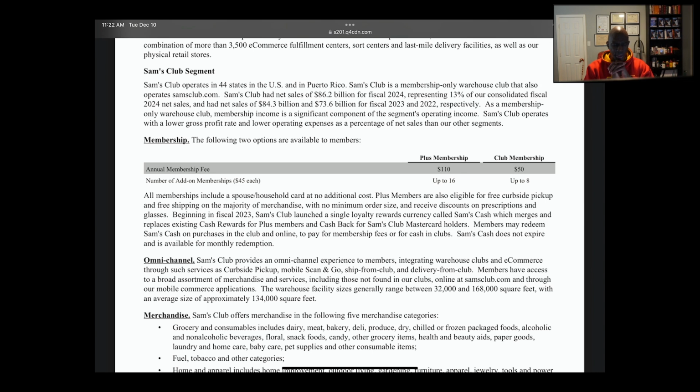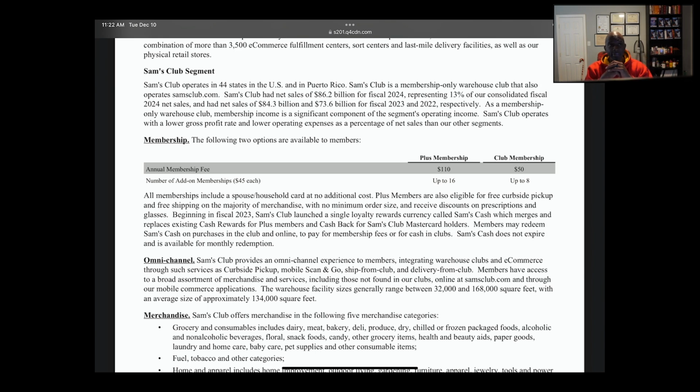The plus membership is $110. The club membership is $50. Number of add-on memberships is $45 each, up to 16, up to 8 on the club membership and the plus membership. So here's the deal. This is a visualization that can be created solely for the Sam's Club segment, and that is: how many members does the Sam's Club segment have, right? How many members does it have?